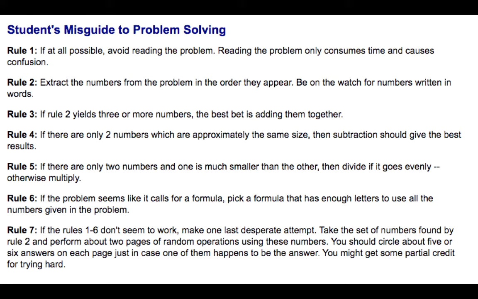Now, this is a bit humorous. I found this on the internet, but there are elements that are some truth for individuals with disabilities and those that struggle. So for example, if at all possible, avoid reading the problem. And I know we have some learners that do that. They just look at the numbers or they extract the numbers from the problem in order they appear. Bingo, we're ready to go. Or if rule 2 yields 3 or more numbers, well, we'll just put them all together. All the way down to if the rules 1 through 6 don't seem to work, make one desperate last attempt.